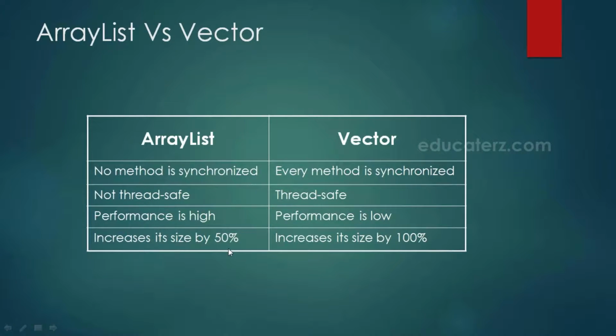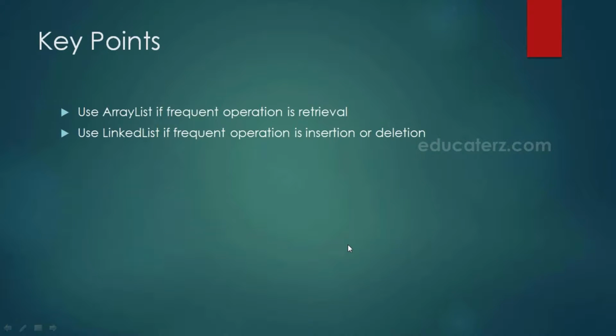And moreover, when I declare the size of an ArrayList, say 10, and if I add an 11th element, by default the ArrayList size would be around 15. That is, it increases its size by half. Whereas for Vector, it increases its size by 100%. That is, it doubles the size of the Vector object.